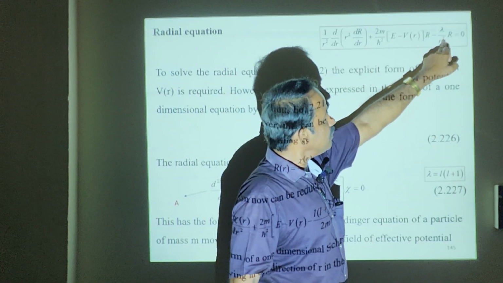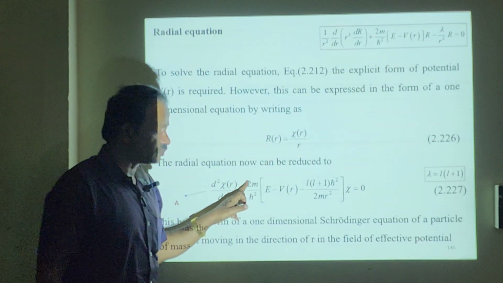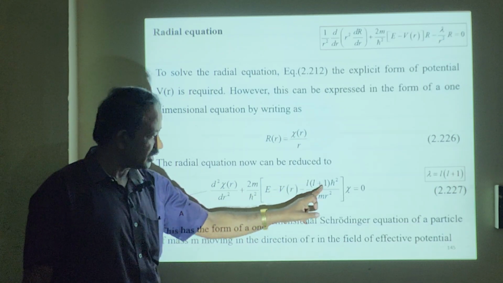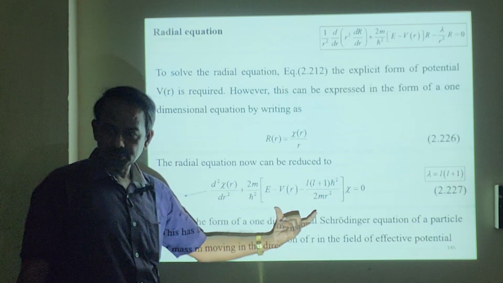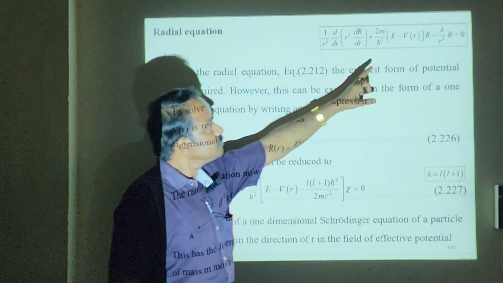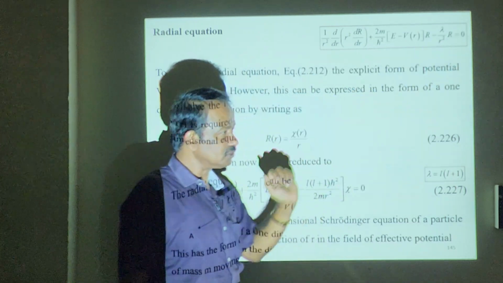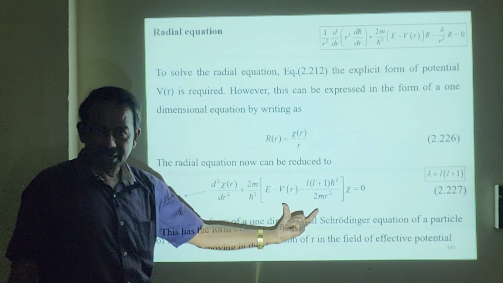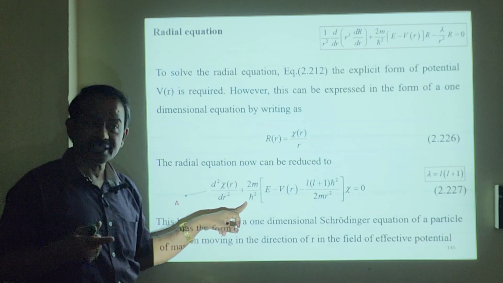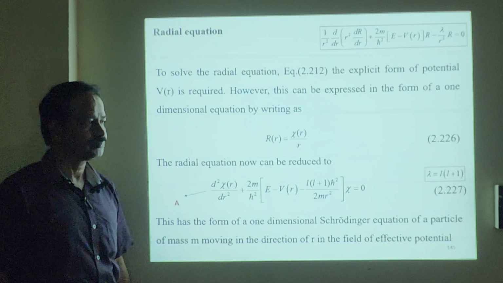You have lambda by r squared. Here 2m by h bar squared, we have taken common out. So you have to multiply by h bar squared by 2m to bring the 2 inside the bracket. Is it clear what I am saying? See, 2m by h bar squared is here alone, there is no 2m by h bar squared, but we have put it in the bracket here. A common bracket. So for that we have to multiply by h bar squared divided by 2m. Is it okay?